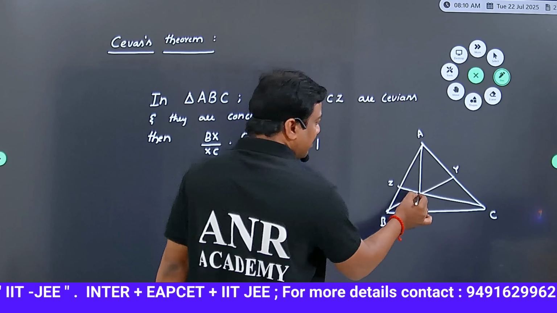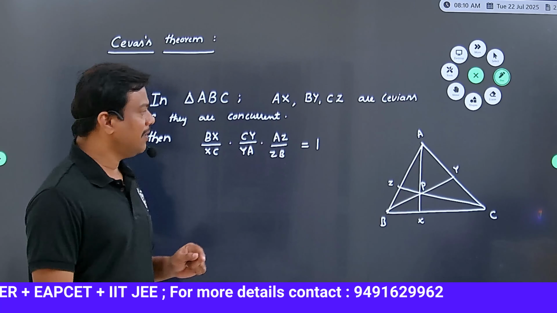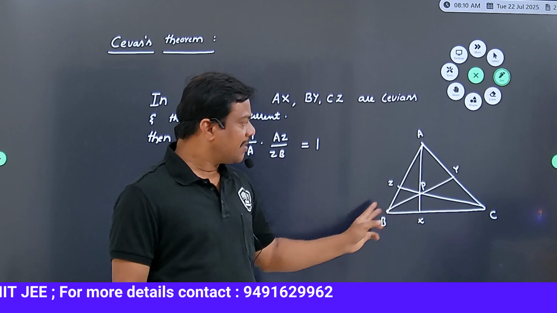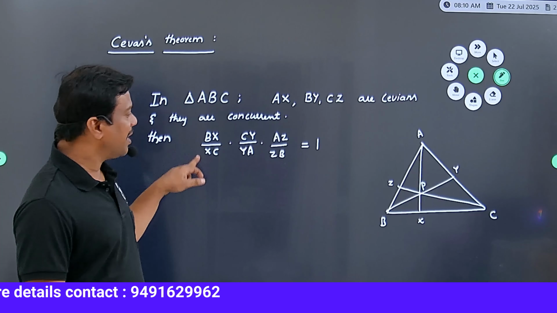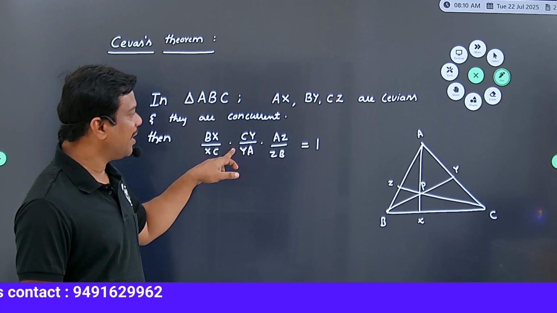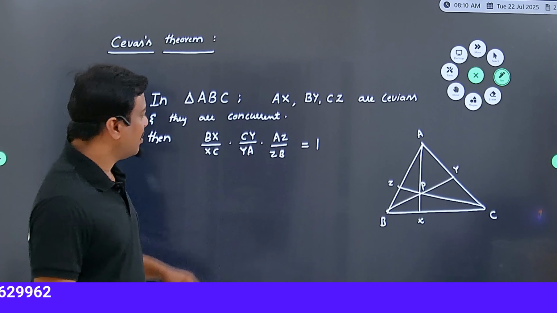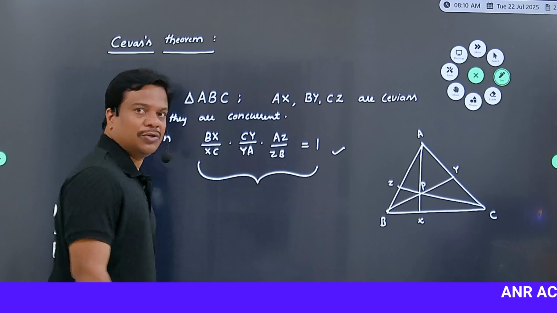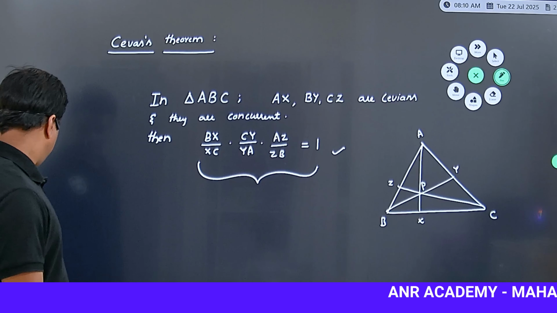Here P is the point which is interior to the triangle ABC. If AX, BY, CZ pass through the point P, then BX by XC multiplied by CY by YA multiplied by AZ by ZB, the result becomes unity. This you have to prove now. Let us see the proof of this.